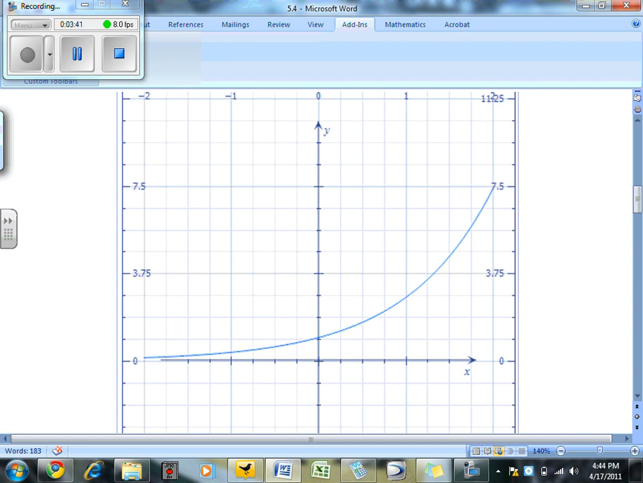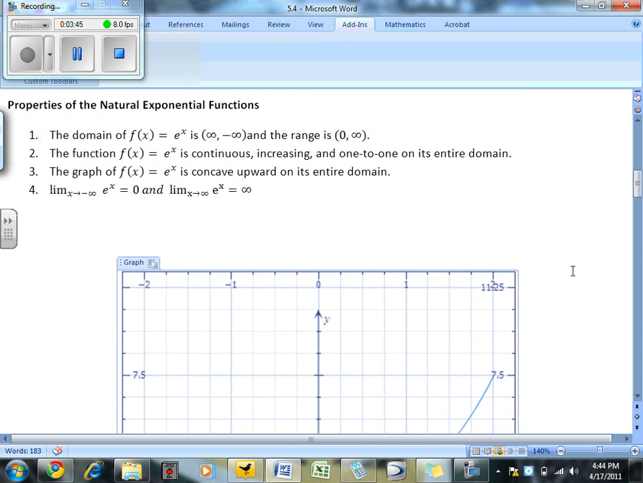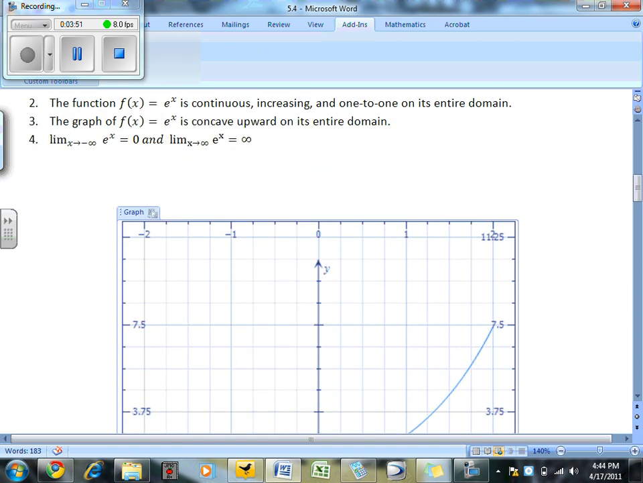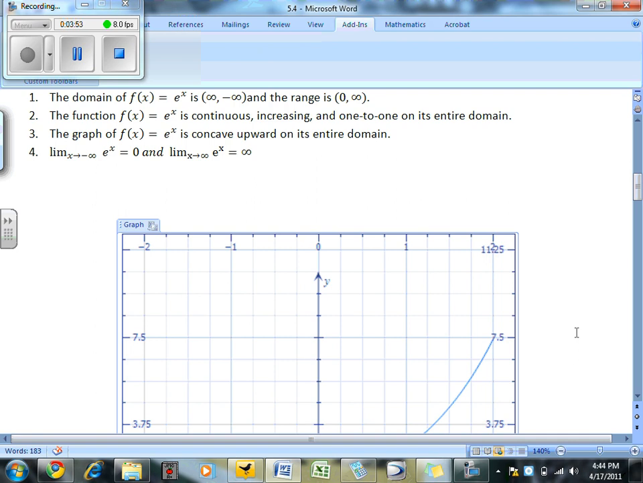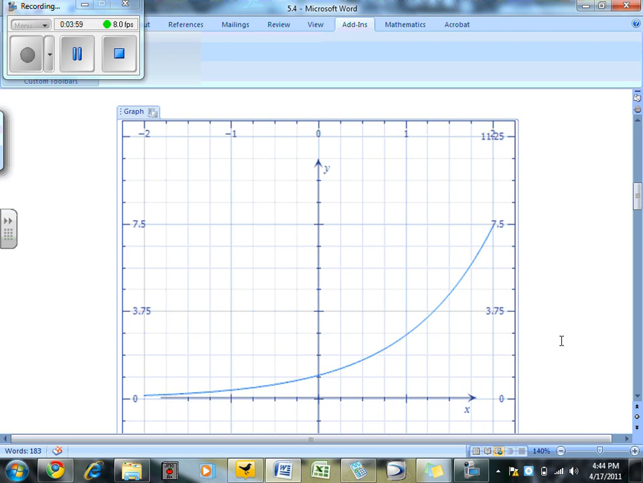And for every x value, there is a different y value. All right. And it's increasing and continuous. The graph is concave upward on the entire domain, as you can see. And if you notice here, the limit as x approaches negative infinity of the exponential function is 0.